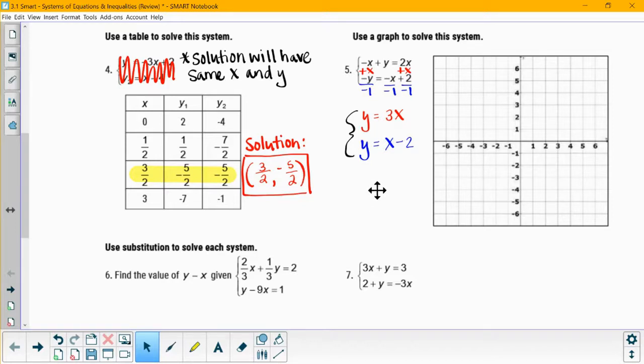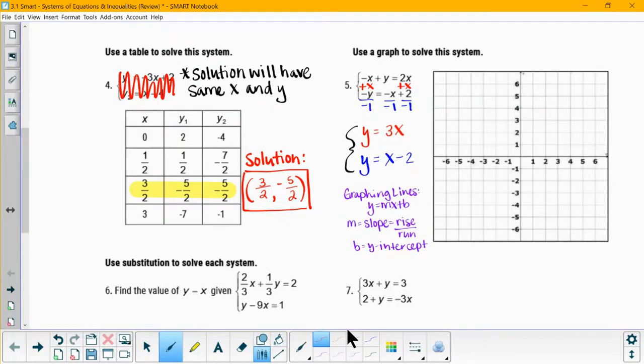Now, I do want to do a quick refresher for graphing lines. We have y equals mx plus b. This is the form you are most used to seeing. M is going to represent slope, so rise over run, and b is going to be your y-intercept. So I'm going to graph my first equation. I don't have a y-intercept for this one, so it's going to cross at the origin, 0, 0. So I'm going to plot my y-intercept first.